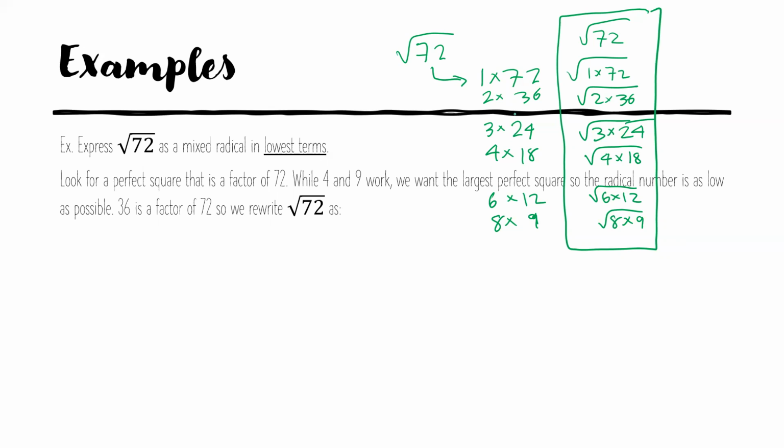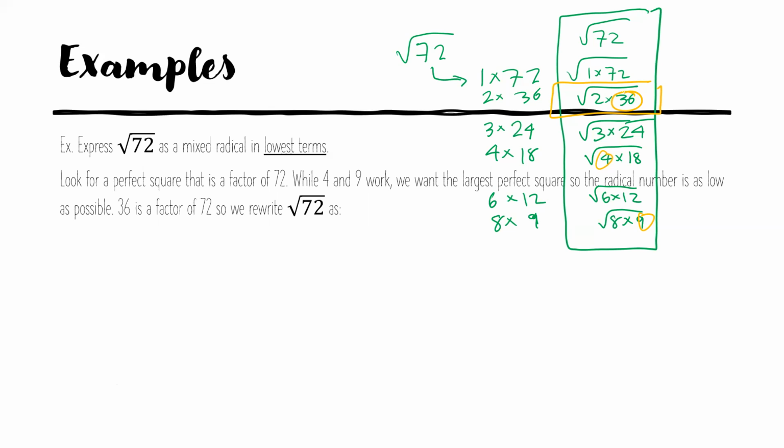So of all these options, I want to pick the one that has the largest perfect square. I could have picked the square root of 4 times 18, or I could have chosen the square root of 6 times 12. But notice that this would be our better option because the 36 is the largest perfect square in this case.